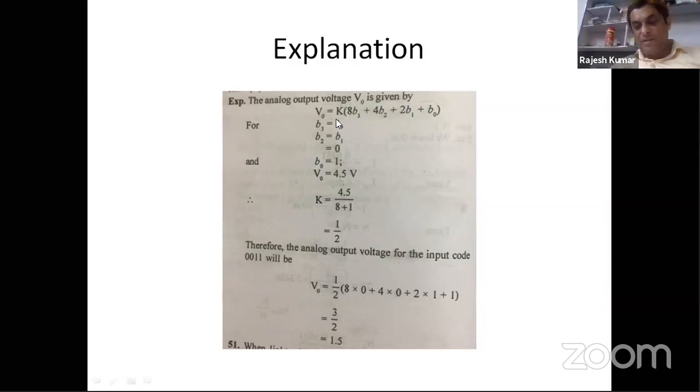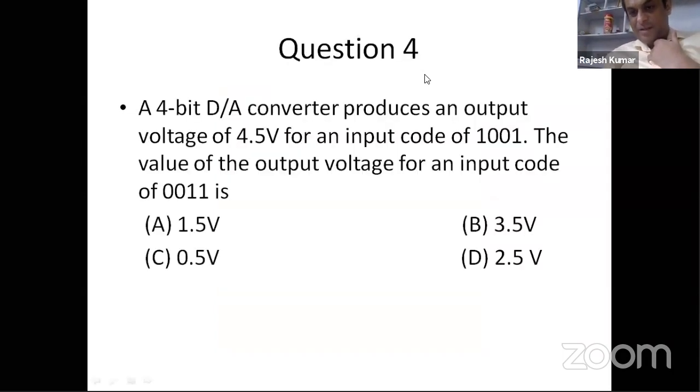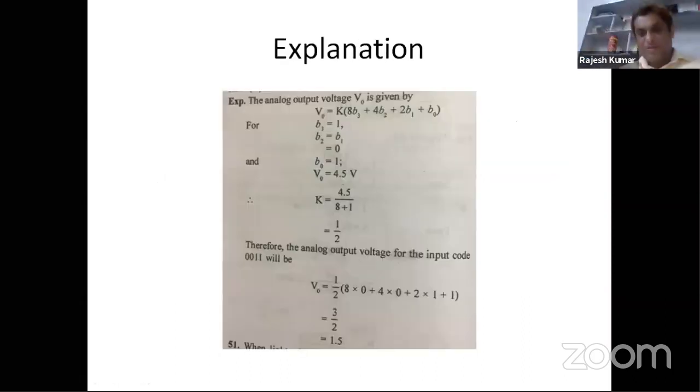The formula is V naught equal to K times (8B3 plus 4B2 plus 2B1 plus B0). You can see this from Malvino's book, Morris Mano, or the book of Lloyd. You can get these formulas for the binary weighted resistor method of DA converter. Just put in these values. Going from this side, this is B3, B2, B1, B0. So B3 is 1, B0 is also 1, and the rest are zeros. Put in these values, and the output is given as 4.5 volt.